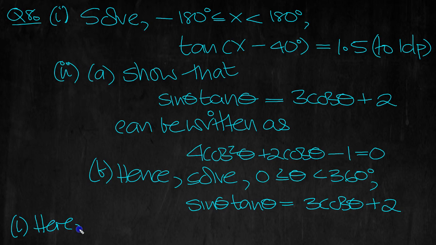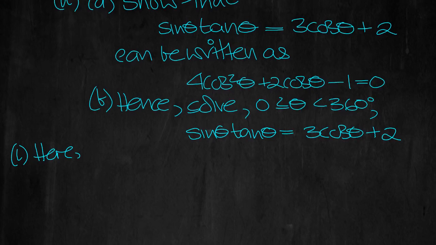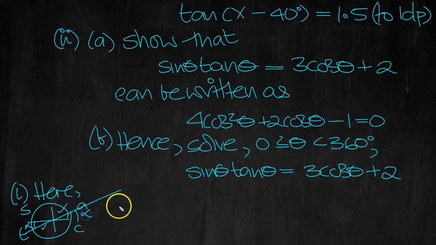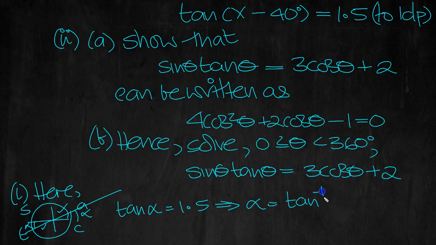So here, tan of this equals 1.5. We're solving in this range, so let's draw a circle then. So we'll draw a circle, like CAST. Tan is positive here and here, so draw two lines. Mark off alpha, the associated acute angle, and write tan alpha is equal to 1.5. So alpha is equal to shift tan of 1.5.